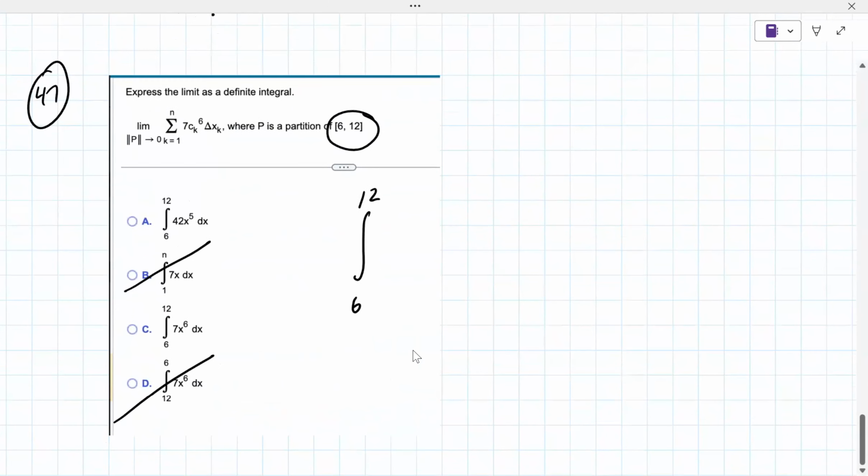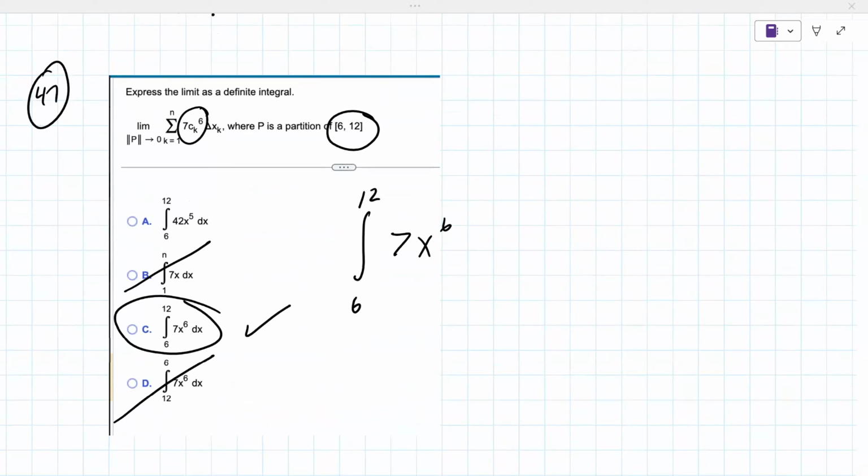Okay. Yes, 47 here. The 6 to 12 becomes the integral from 6 to 12. You cross out the 2 that it can't be, and so you're down to A or C. And then the CK right here is your X, so it's really 7X to the 6th. And that should be enough for your final answer for that. Let me know if that doesn't work, and I can revise what I've done. Yeah, it works. Okay.